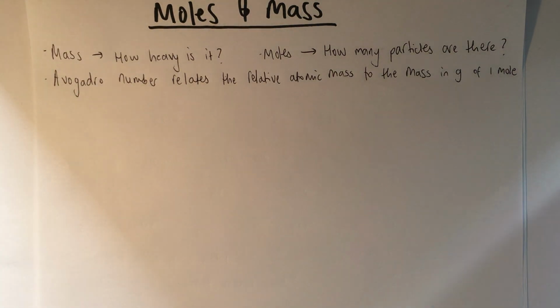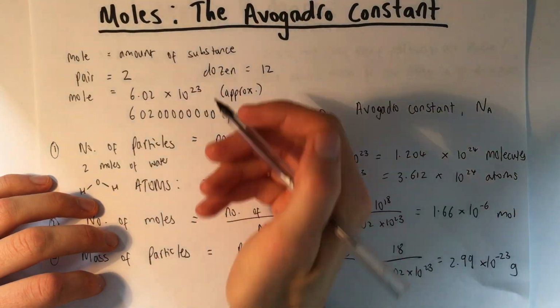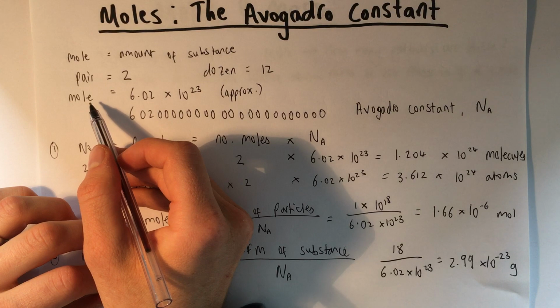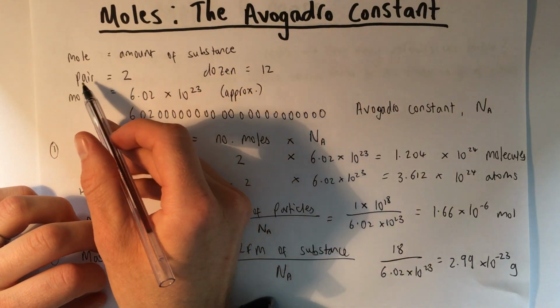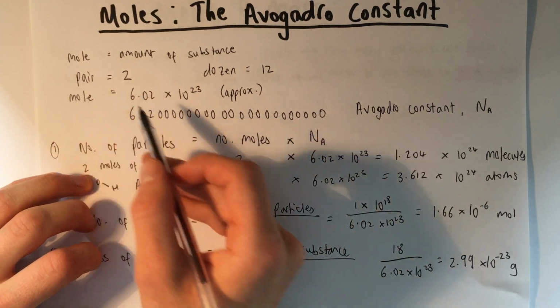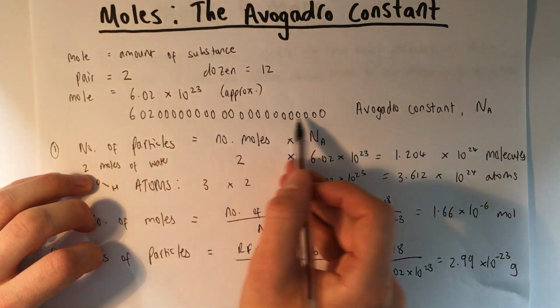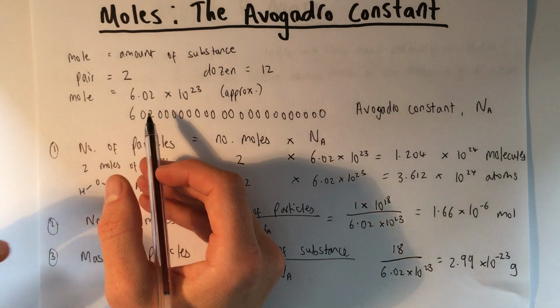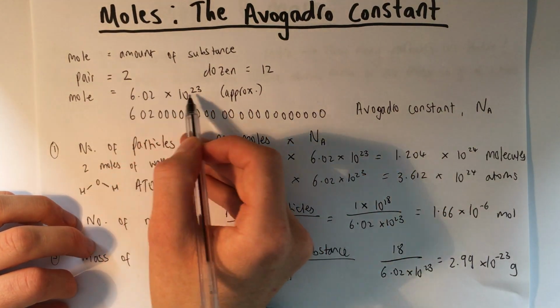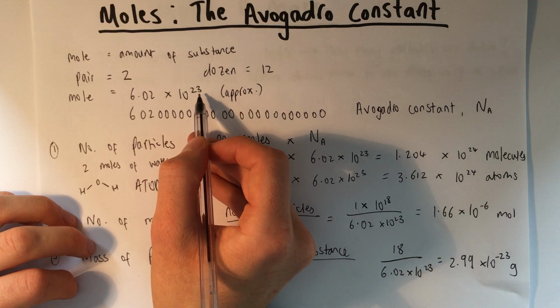I introduced moles in the last video, which is about the Avogadro constant. And we said that a mole is just like a pair is 2 and just like a dozen is 12, the mole is a number. And a mole is this massive number here, which is roughly 600,000 billion, or in standard form, 6.02 times 10 to the power of 23.